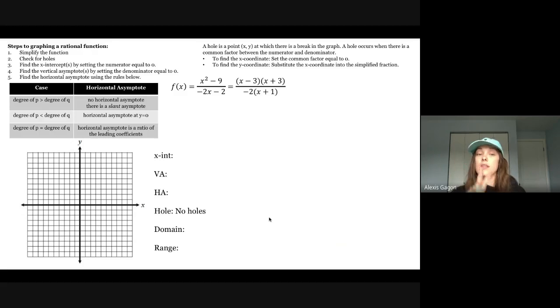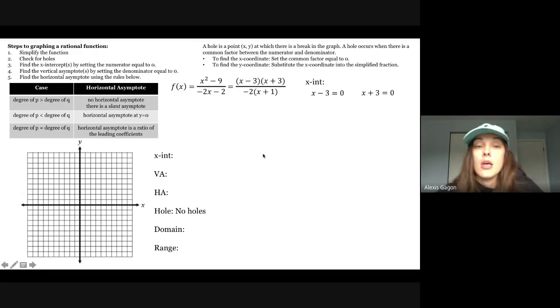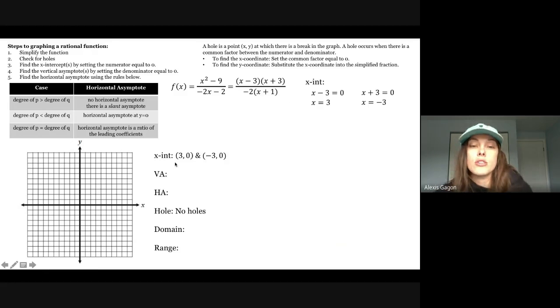Now in this one, there's going to be 2 x-intercepts because we have 2 different factors up on the top. So for our x-intercepts, I'm going to set the x minus 3 equal to 0 from here. And I'm going to set the x plus 3 equal to 0 from right here. So that means that x equals 3 and x equals negative 3. So we have 2 x-intercepts. It's possible to have like a ton. You could have infinitely many x-intercepts. I don't think I ever give you more than 2. But so our 2 x-intercepts are 3, 0 and negative 3, 0.